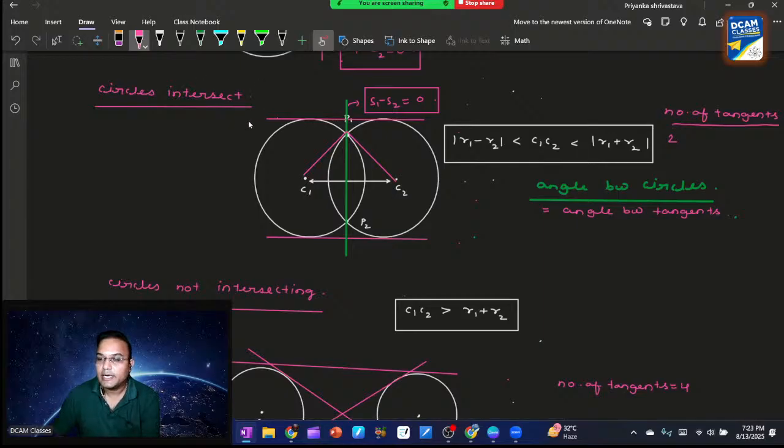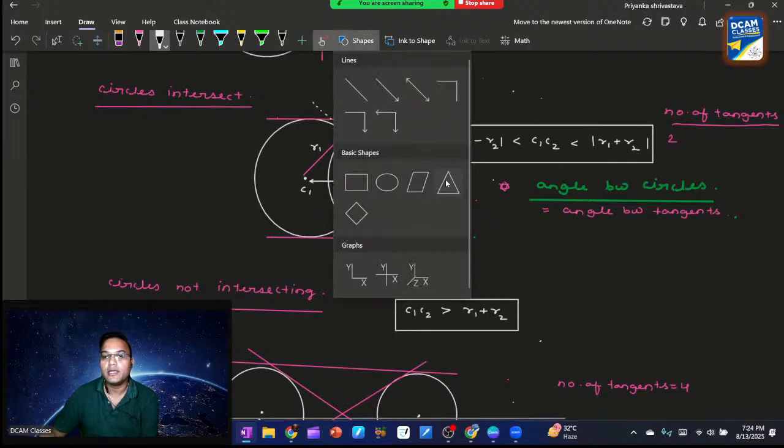Here, when the circles are intersecting, the angle between the circles is asked. When the angle between the circles is asked, that is actually nothing but the angle between their tangents. Now, to find the angle, this tangent on the first circle and this tangent on the second circle, the angle between them is theta. How will you find it? This is radius r1, this is radius r2, this is c1, c2. You use the triangle formula, you remember the formula I gave you.